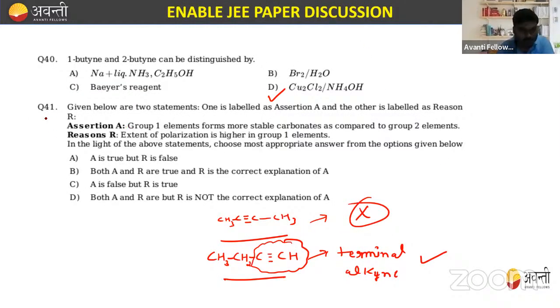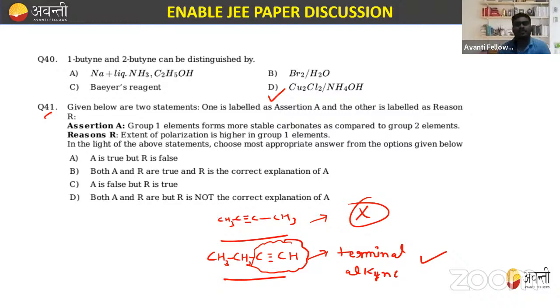Okay. Now, next move to the next question, that is question number 41. What they ask: given below are two statements. One is labeled as assertion A and the other is labeled as reason R. So you have to find whether the assertion is false or the reason is false, or which one is true and which one is not true.